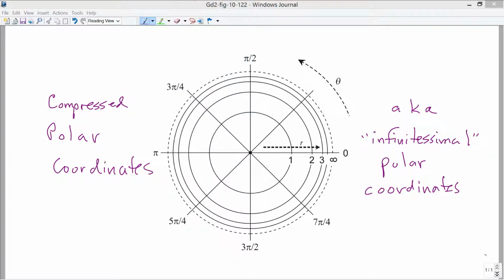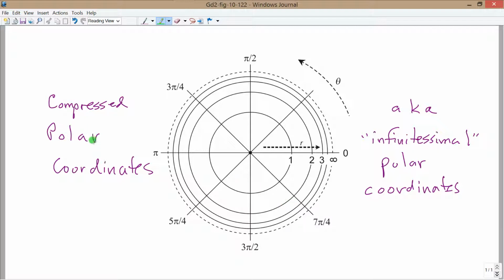Stan Gibilisco here to describe a polar coordinate system that I devised way back when I was in high school to help me understand infinity from a graphical standpoint.